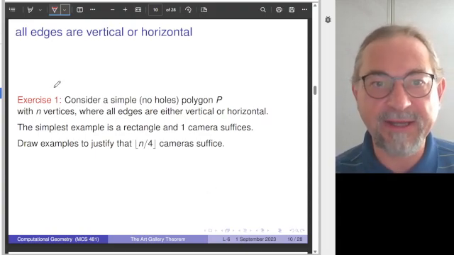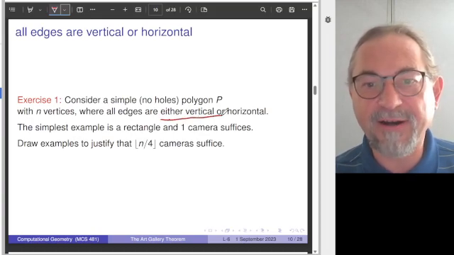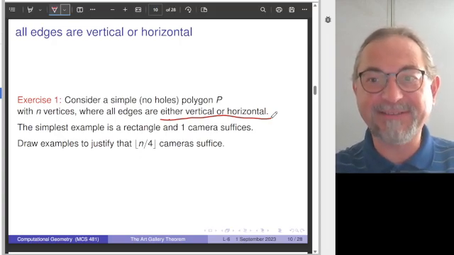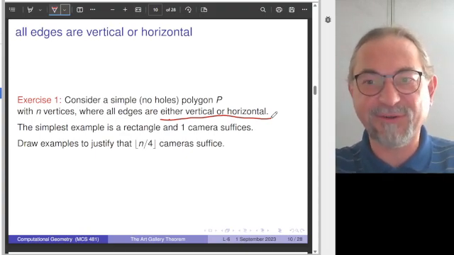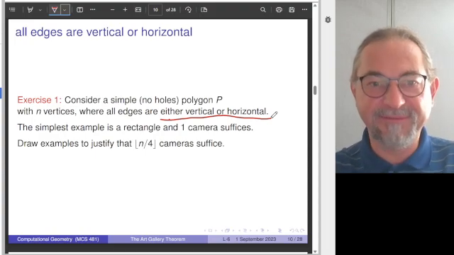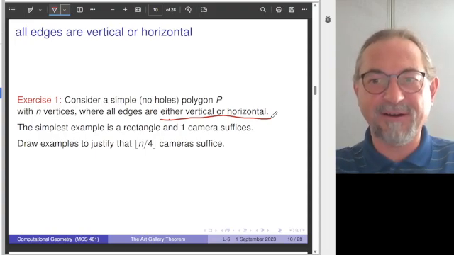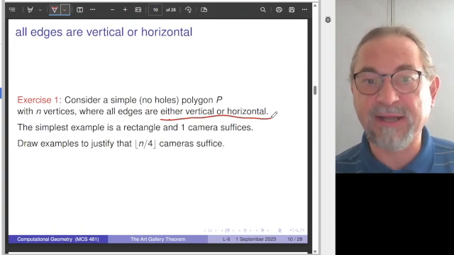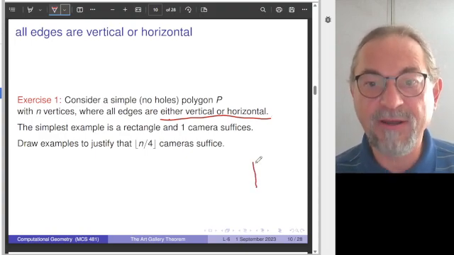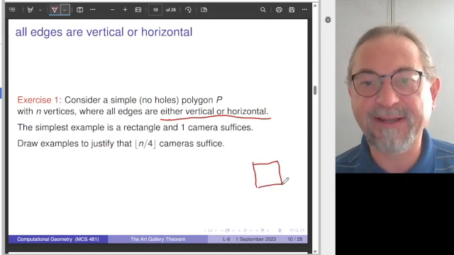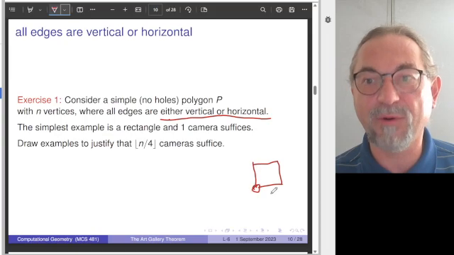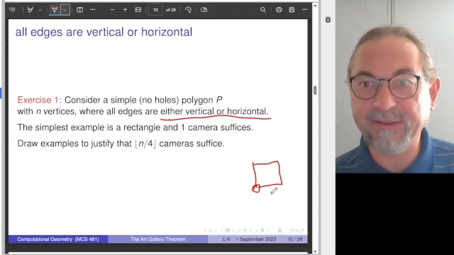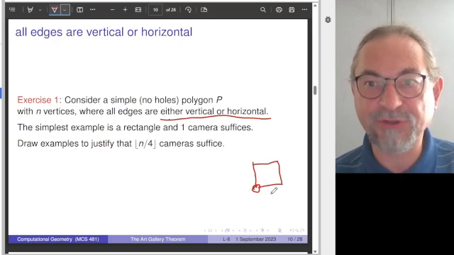Here is a case where all the edges are either vertical or horizontal. This is where you have buildings that were not designed in a medieval fashion or in an artistic way, but in a very systematic way. All the walls are either perpendicular to each other or parallel to each other. If you have that situation, then you can work with rectangles. So if you have a rectangle, and here I'm drawing a rectangle, you can see that one single camera will suffice.